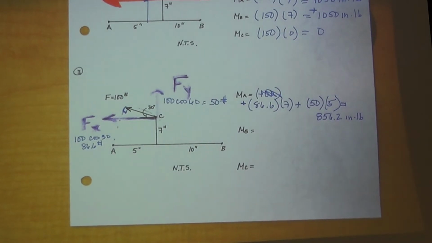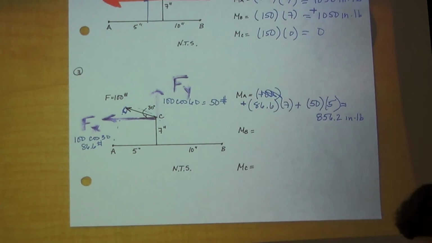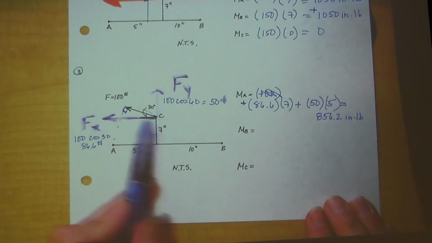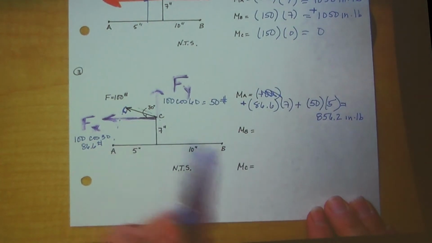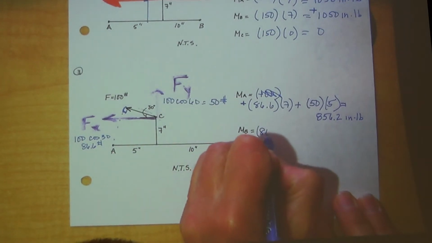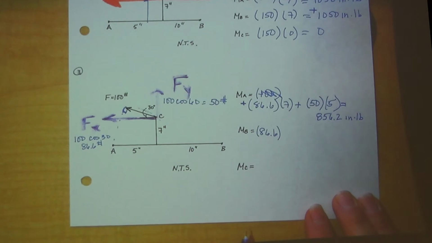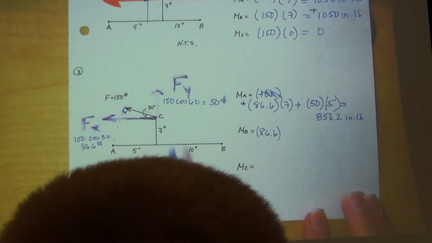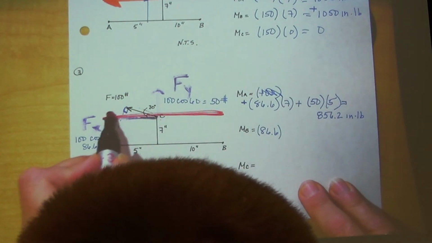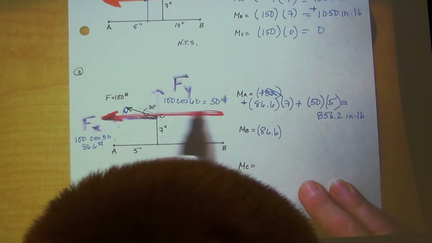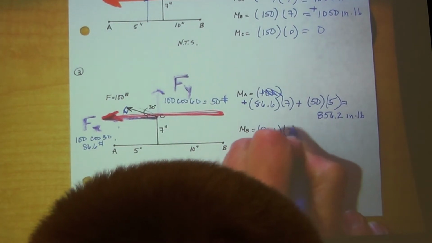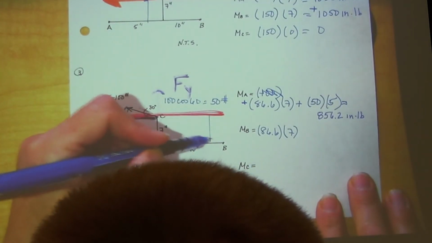Okay. So let's do, Andrew, we're up to you. Let's do a moment now about point B. We still have the same force, we still don't know what that perpendicular distance is, so we're gonna break it up into components. So it's 86.6, what's the perpendicular distance to B of Fx? Fx is right like this, right? So what's the perpendicular distance from Fx to B? 7. Does everybody see that? This is the perpendicular distance right here.